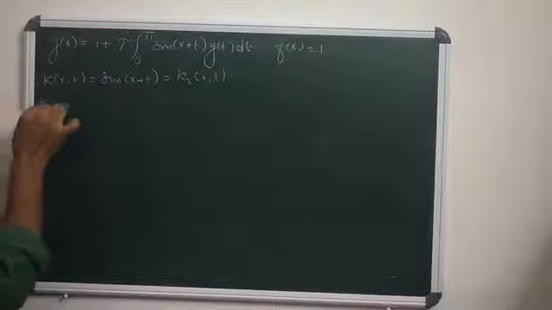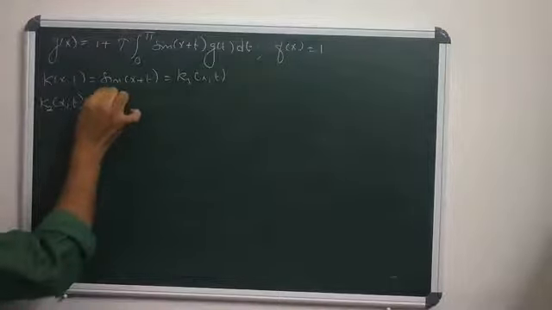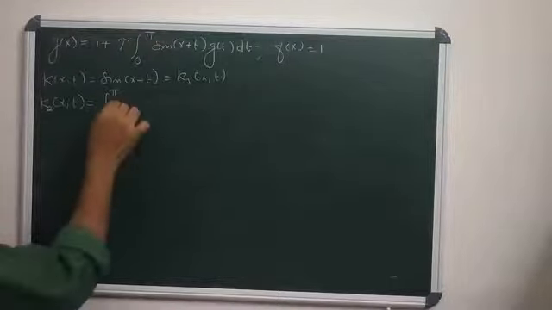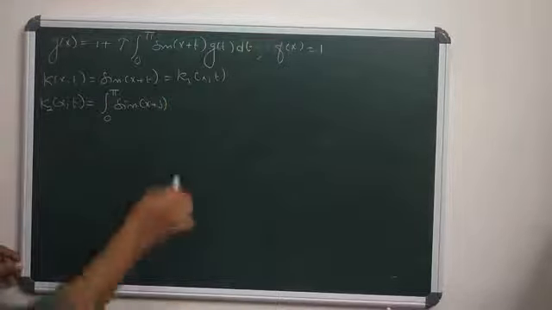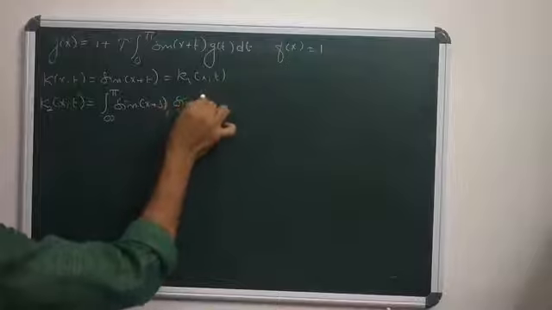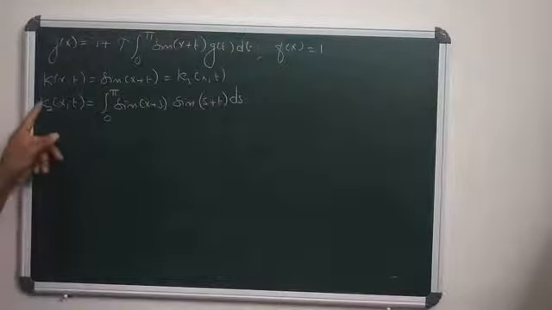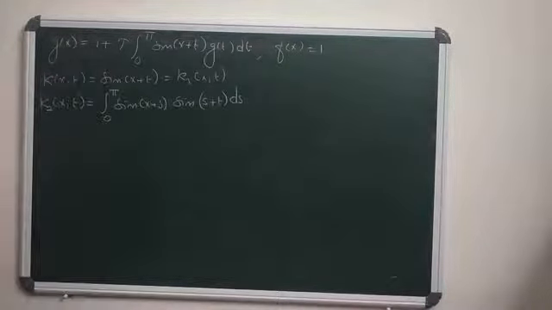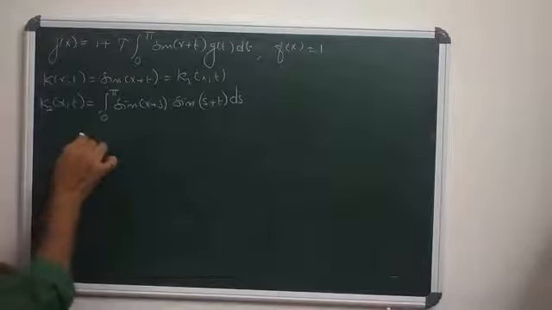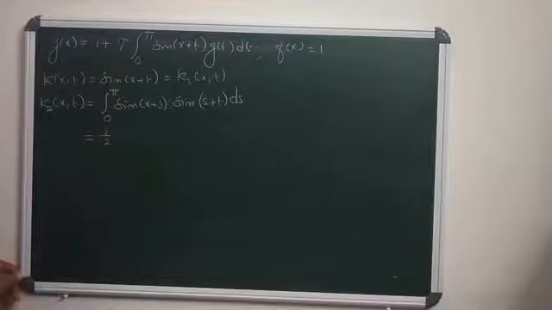What is k2(x,t) for the iterated kernel? k2(x,t) equals the integral from a to b, that means 0 to pi, of k(x,s) k1(s,t) ds, where k(x,s) is sin(x+s) and k1(s,t) is sin(s+t). It is of the form sin a sin b, and sin a sin b equals half of cos(a minus b) minus cos(a plus b).